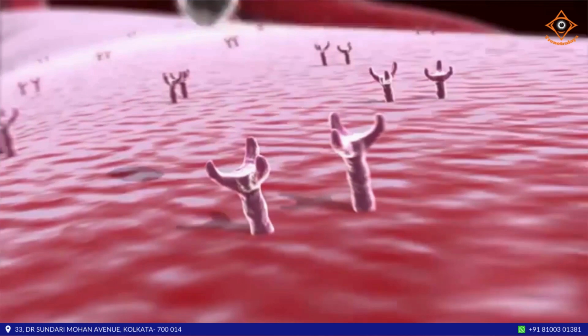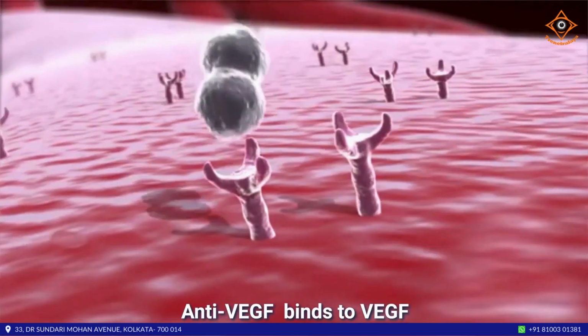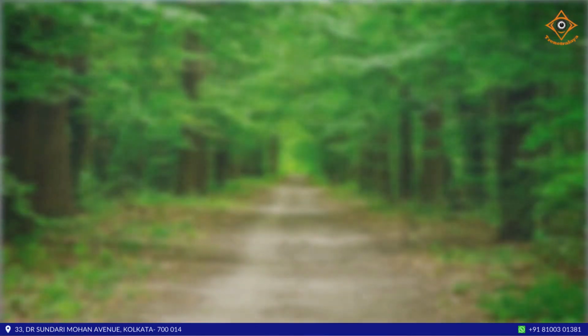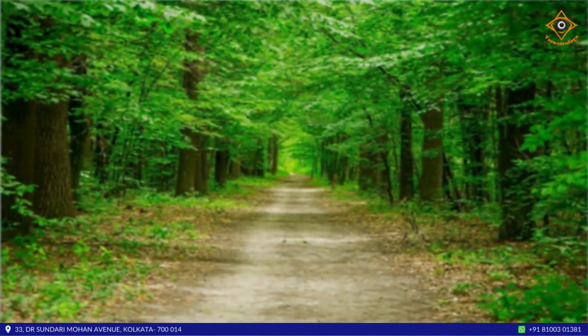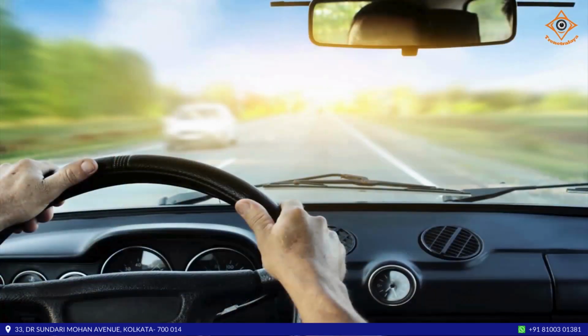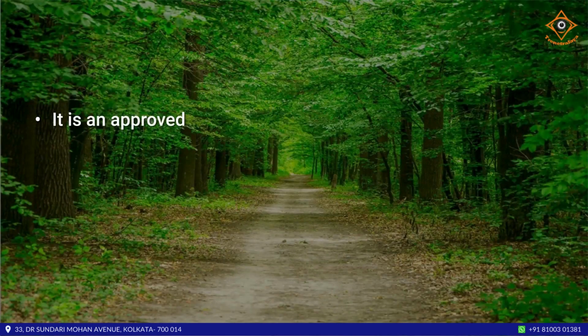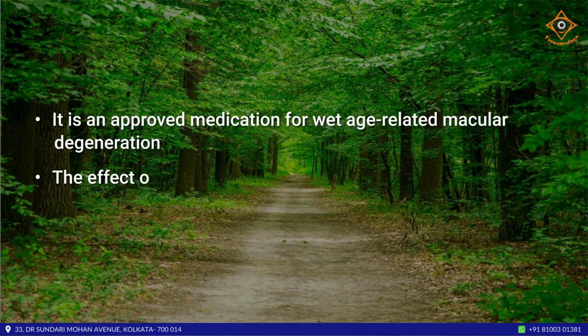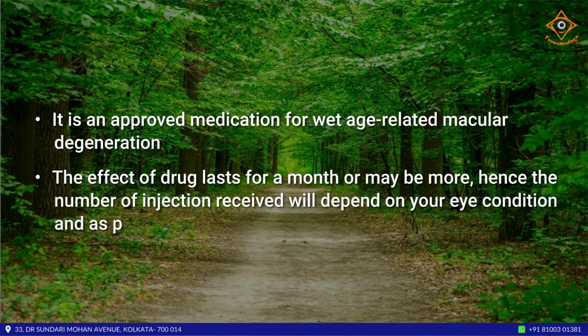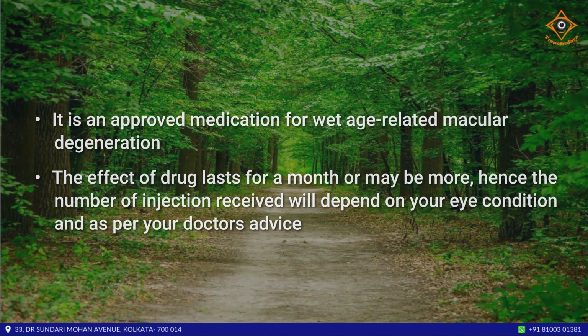On injecting, the anti-VEGF binds to VEGF and stops leakage from blood vessels and improves visual quality like color, brightness and sharpness. It also improves day-to-day activities such as reading, watching, driving. It is an approved medication for wet age-related macular degeneration. The effect of the drug lasts for a month or maybe more. Hence, the number of injections received will depend on your eye condition and as per your doctor's advice.